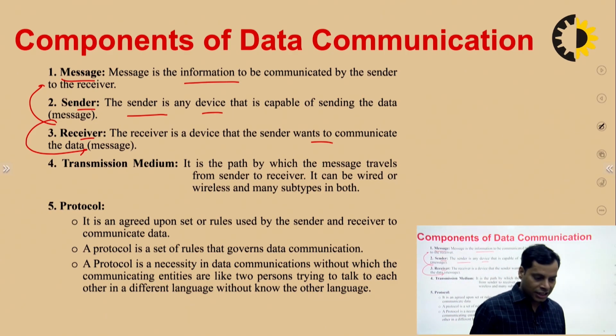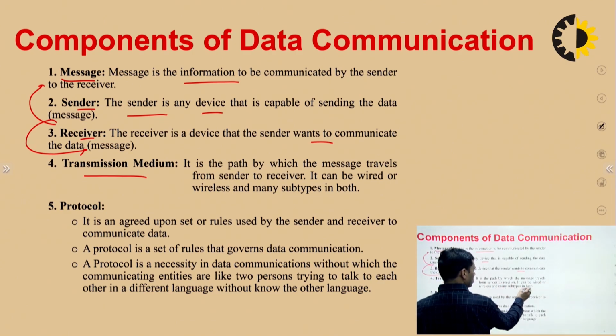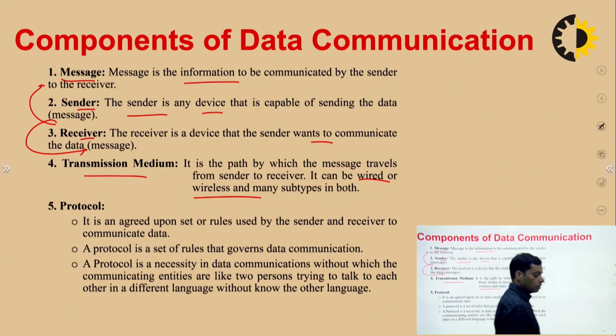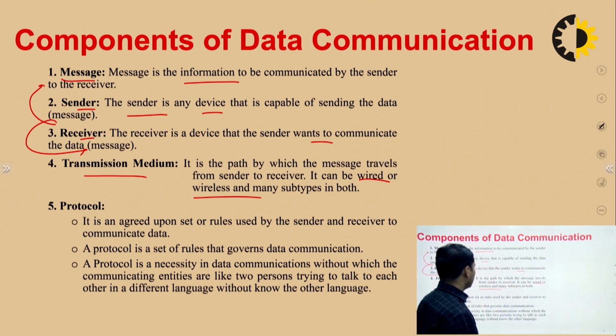The next one is the transmission medium. The medium is the path by which the message travels from sender to receiver. It can be wired or wireless. This is another interesting point: the supporting medium is helpful to carry that information or data from sender to receiver, and anything can be possible here, wired or wireless. The next one is the protocol, which was mentioned in the previous slide, present at the sender side as well as the receiver side.